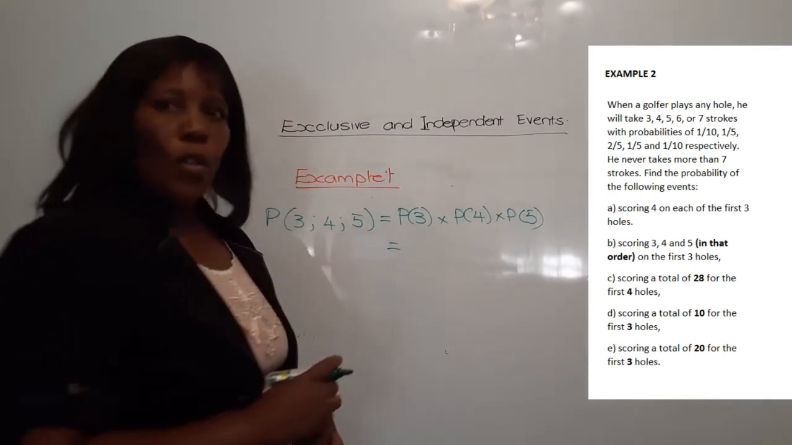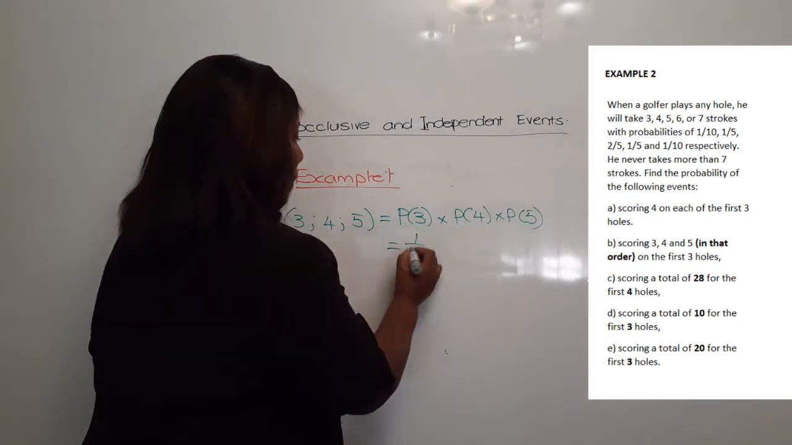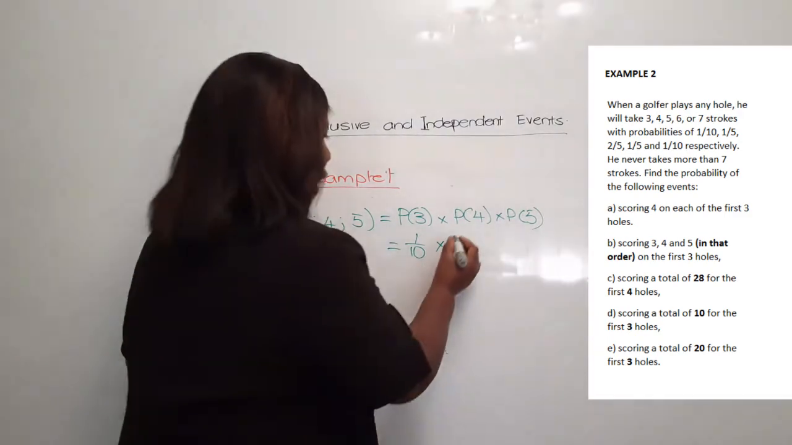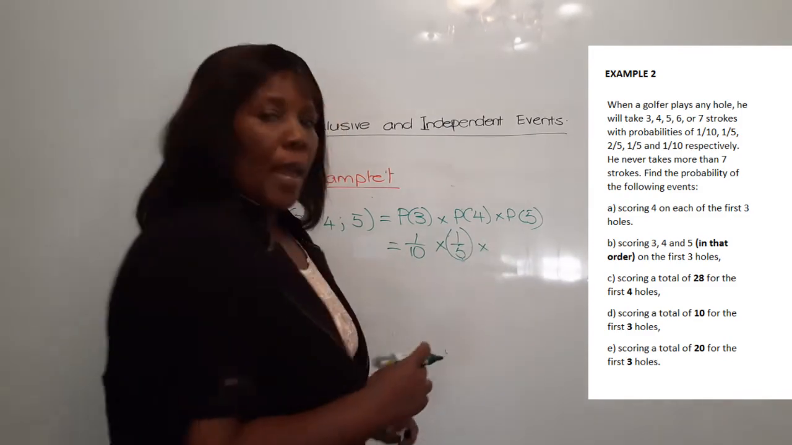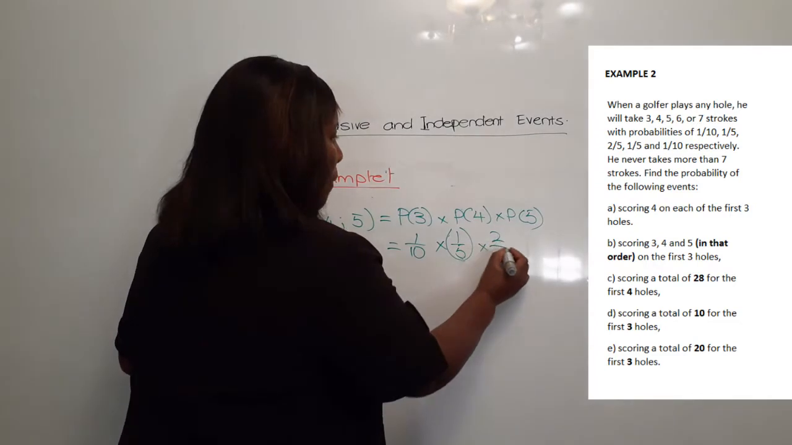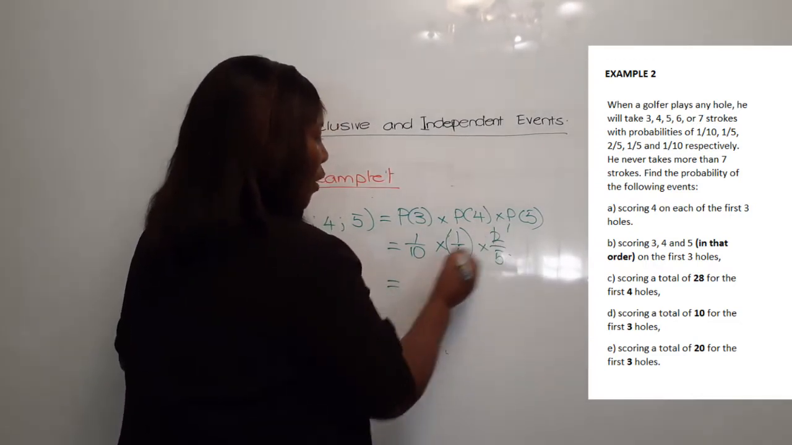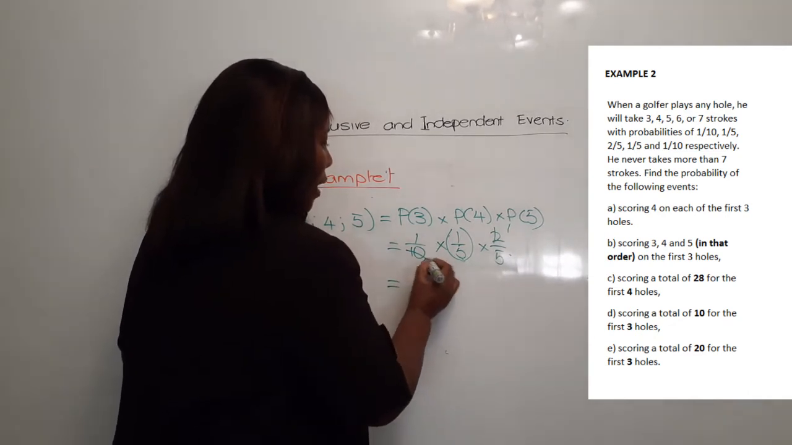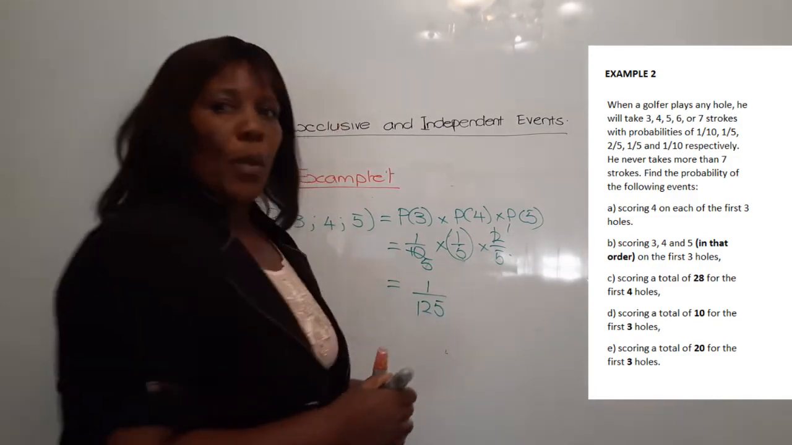And we go to 3. 3 is matched with 1 over 10. 4 is matched with 1 over 5. And our probability for 5 is matched with 2 over 5. So multiplying the 2, that's common. Because I'm multiplying, I can cross multiply and get a 1 and a 5. Again, my answer is 1 over 25.